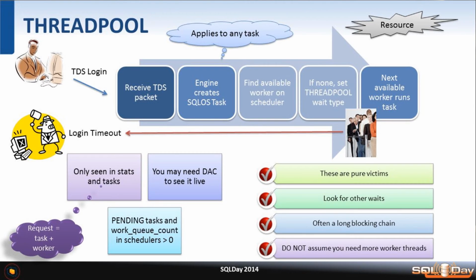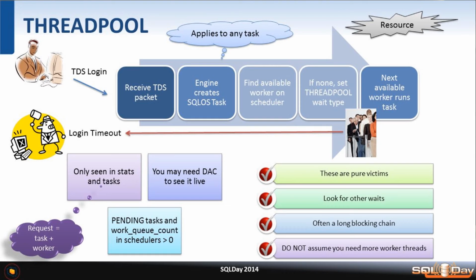Now, thread pool wait types are just victims, typically, all right? You might see them a little bit when we ramp up the worker pool. So if you see them in DMOS wait stats as a fairly small number, don't worry about that. If you see a high number of them with a high average wait time, they're just a victim of something else going on in your system. And the number one thing I see is a long blocking problem.